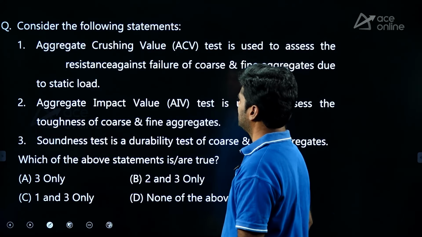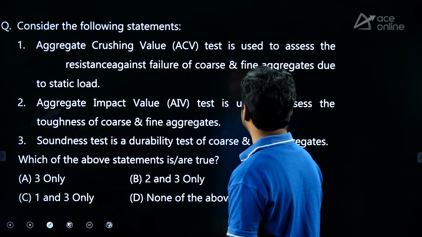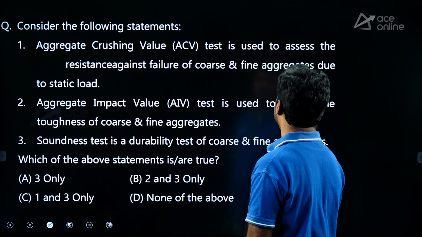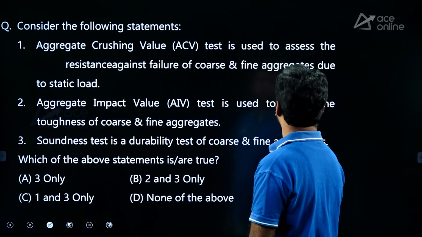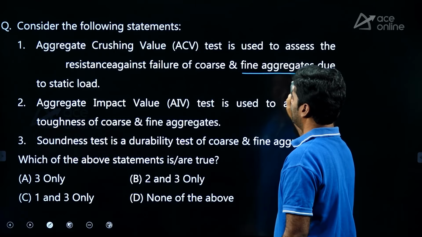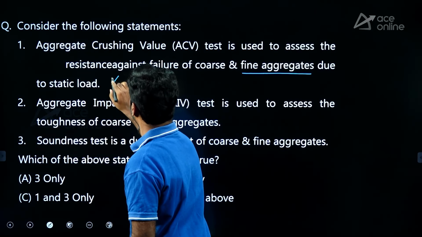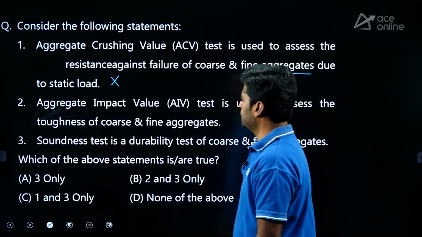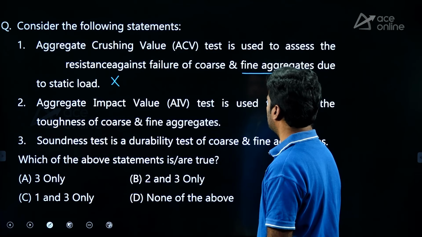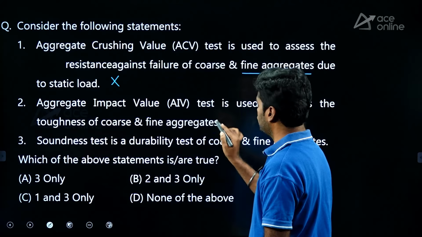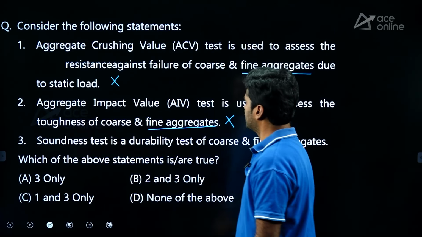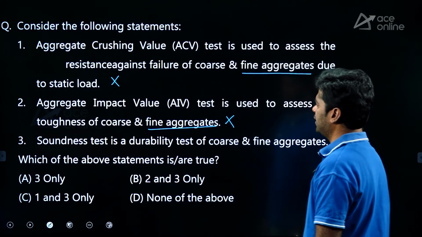Consider the following statements. Aggregate crushing value test is used to assess the resistance against failure of coarse and fine aggregate due to static load. My dear, it is not used for fine aggregate. So, statement 1 is false. Statement 2, aggregate impact value test is used to assess the toughness of coarse and fine aggregate. It is used to find toughness but not for fine aggregate. It is only for coarse aggregate. So, statement 2 also false. 1 is false, 2 also false.